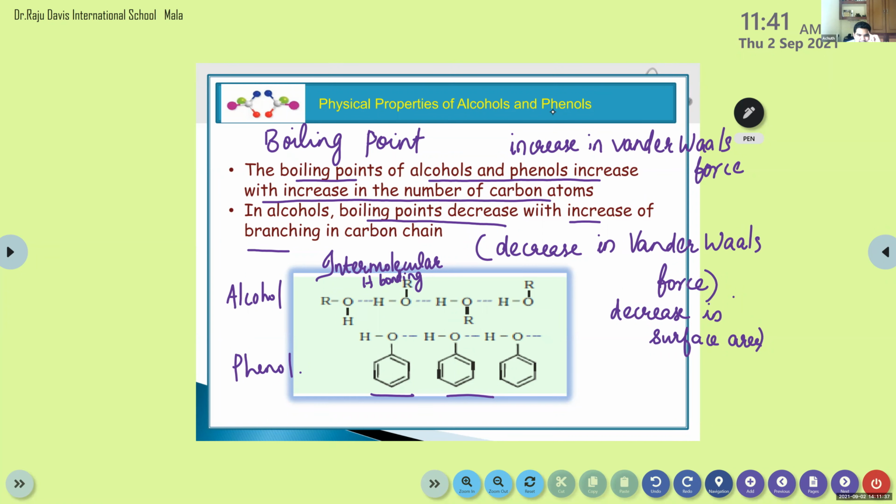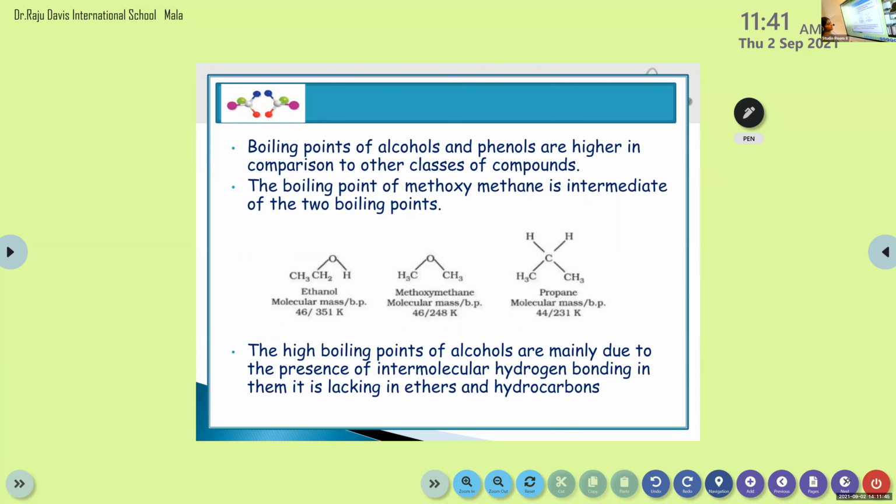Yes, right. So in the case of alcohols and phenols, they have higher boiling points compared to any other class of compounds. Boiling points of alcohols and phenols are higher in comparison to other classes of compounds like hydrocarbons, ethers, haloalkanes, haloarenes; these all come under organic compounds, right? Among all these organic compounds, alcohols and phenols have higher boiling points. And this higher boiling point is due to the presence of intermolecular hydrogen bonding.